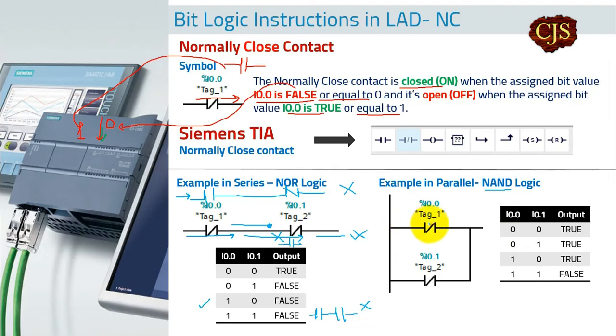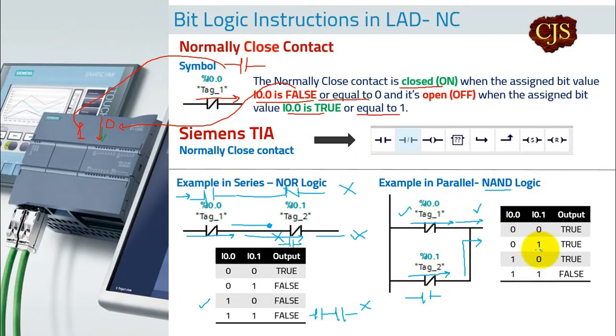Of course it will be, because if this is 0, it means this will pass the signal. If this passes the signal, output will be on. Also if this is 0, output will also be on. So if both are 0, output will be true. If first is 0, second is 1, then if this is 0, of course this will pass the signal. This is parallel, so this will make the output on. If this is true, this will be open, but this will not affect the output because this is only passing the signal. So if any of these two pass the signal, output will be on.